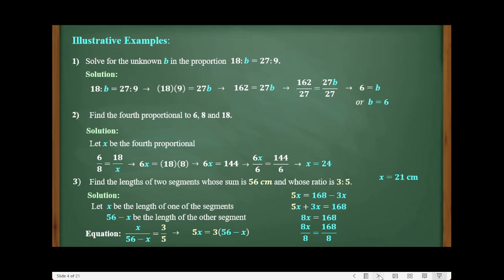Now this is just the length of one of those two segments. What about the length of the other segment? So we take 56 minus x, and we know that x is 21. So that is actually 56 minus 21 is equal to 35 centimeters. So these are the lengths of the two segments.